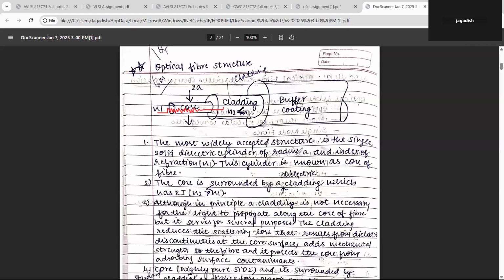Are you able to understand the theory and all? You have to learn by writing and practicing, students. Write what is the function of core and what is the function of cladding, make one chart, write it, and then only you can remember. Don't just read and go, you might forget in the examination hall. So first draw the diagram, later write down point by point, and maintain a separate notebook for optical fiber.